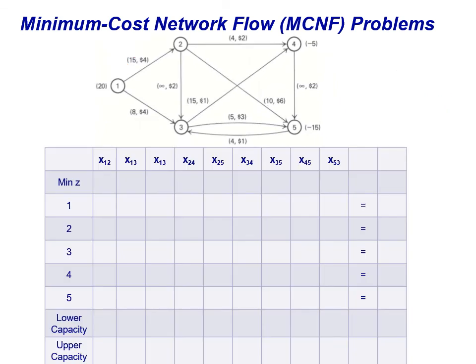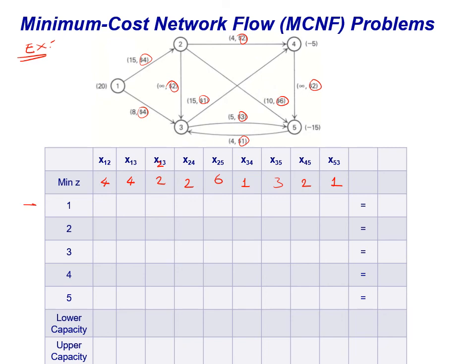Similar to the maximum flow and shortest path problems, we can represent this formulation on a table. With this example, let me show you how to represent the problem on this table. The objective function simply will be the minimization of the total cost: 4 times x12 plus 4 times x13 plus 2 times x23 plus 2 times x24, and then 6 times x25, then 1 times x34, and 3 times x35, and then 2 times x45, and then 1 times x53. So this is the objective function.